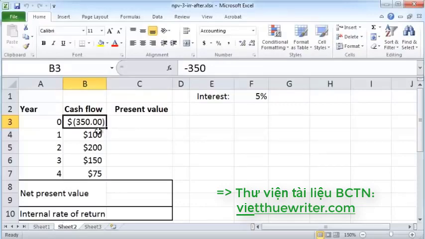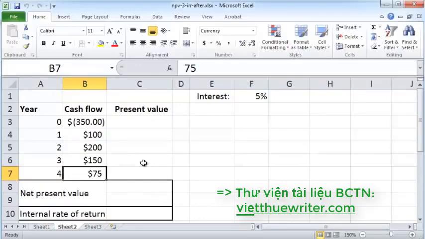So a $350 cash flow is going out in the 0th year, that is, at the very start of our time interval of interest. At the end of that first year, you have a cash flow of $100 coming in. At the end of the second year, you have a cash flow of $200 coming in. And at the end of the third year, you have a cash flow of $150 coming in, and in the fourth year, $75.